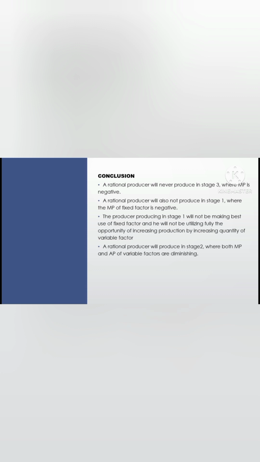So the intelligent rational producer will produce only in the stage 2. As we have discussed, in the stage 2, both the marginal product and average product will keep on decreasing. So as this decreases, the producer will be able to increase his production by increasing the quantity of the variable factor, and here the total product is at the maximum point.